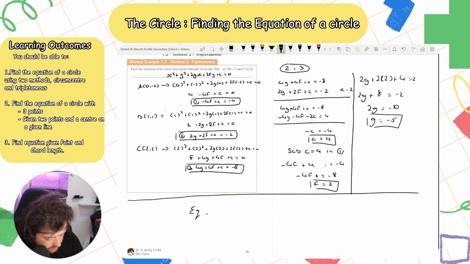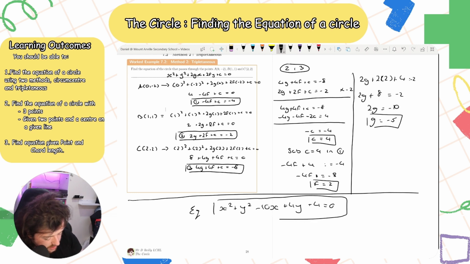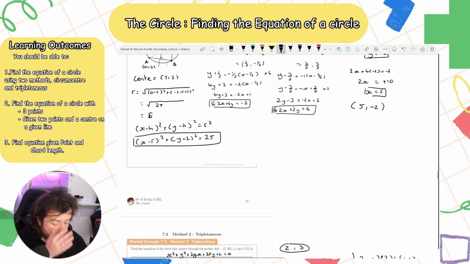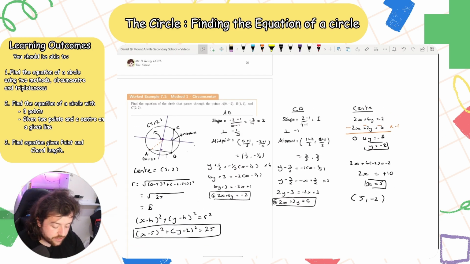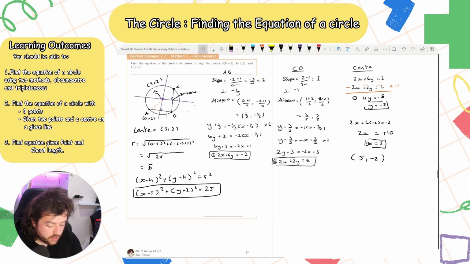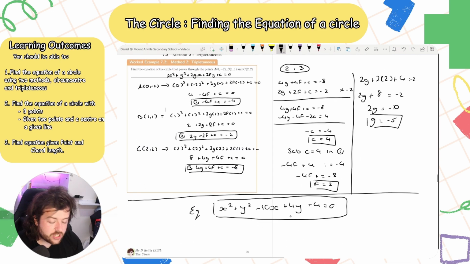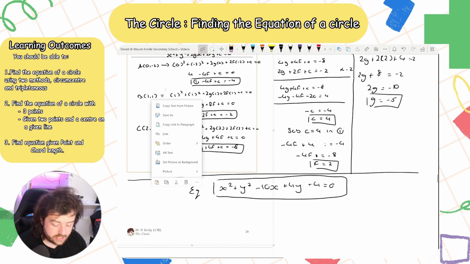So the equation of the circle is x squared plus y squared plus 2 times g, so it'll be minus 10x, 2f, so it'll be plus 4y, then plus c plus 4 equals 0. And that is the equation, right? And these, if you notice, are going to be the exact same equations. If I expanded the equation from the previous one out, I should get this because I used the same points.